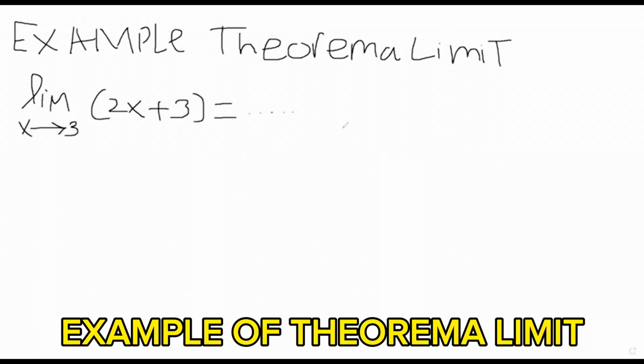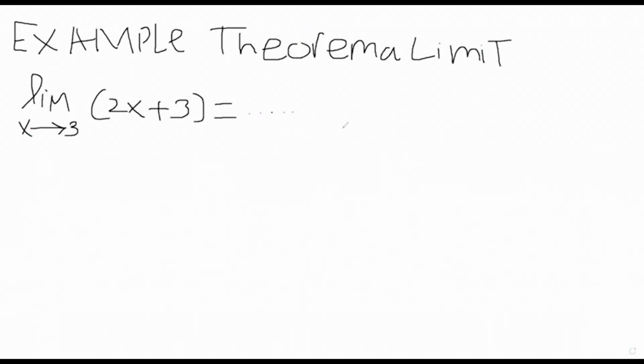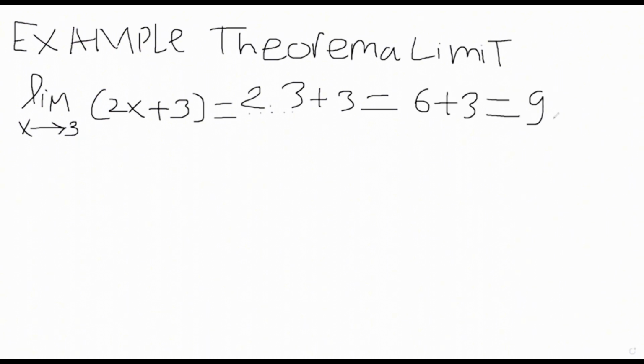For example, limit x to 3 of 2x plus 3. Then we just enter 3 into x in the given function. That means 2 times 3 plus 3 equals 6 plus 3, which is 9. So this is just the basic one.